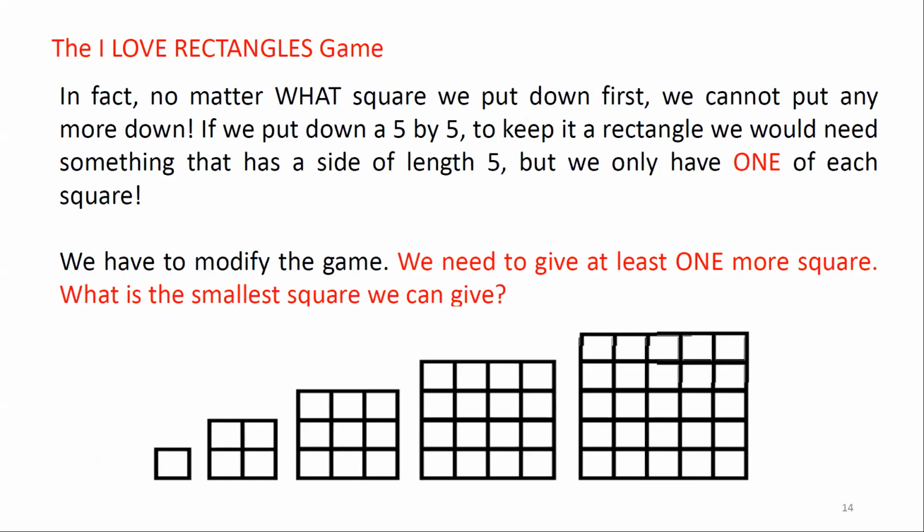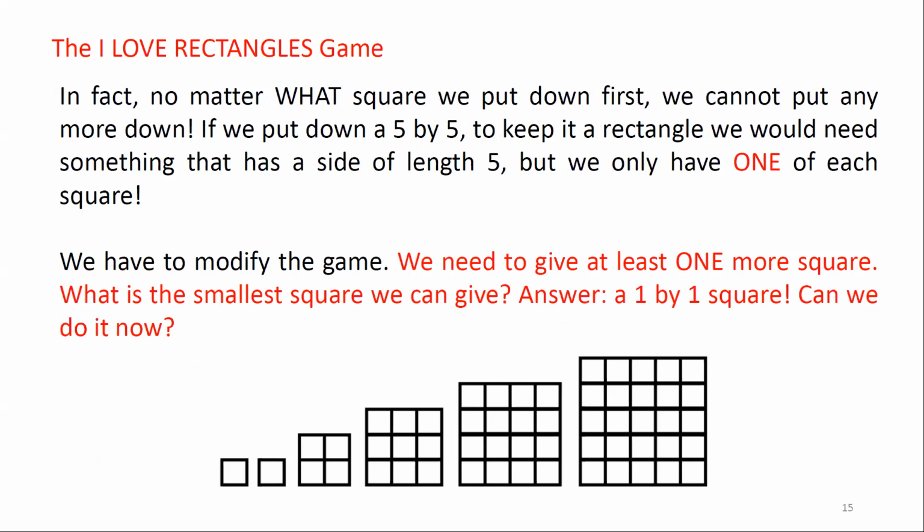So we need to make it a little bit more interesting. So let's take the squares I gave you, the 1 by 1, the 2 by 2, the 3 by 3, and so on. I have to give you something. If I just leave it like this, you can only put down one piece. So I'm going to give you one more square. So I'm going to repeat one of these. What's the smallest square I could repeat? The 1 by 1. So I'm going to give you the least amount of things I can.